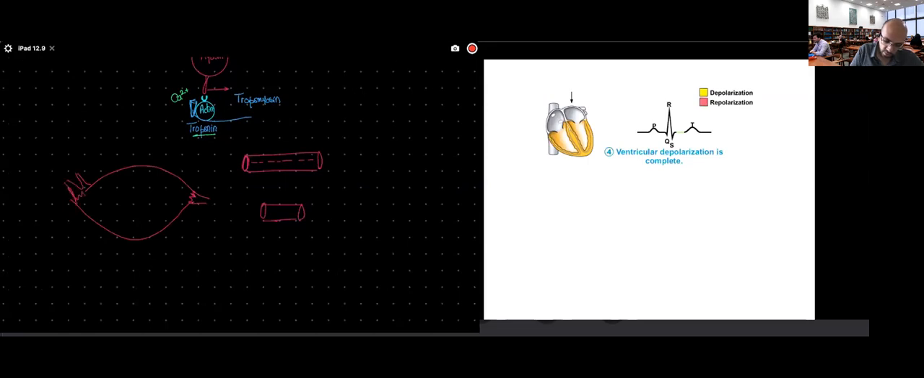This is how the skeletal muscle contraction did take place.